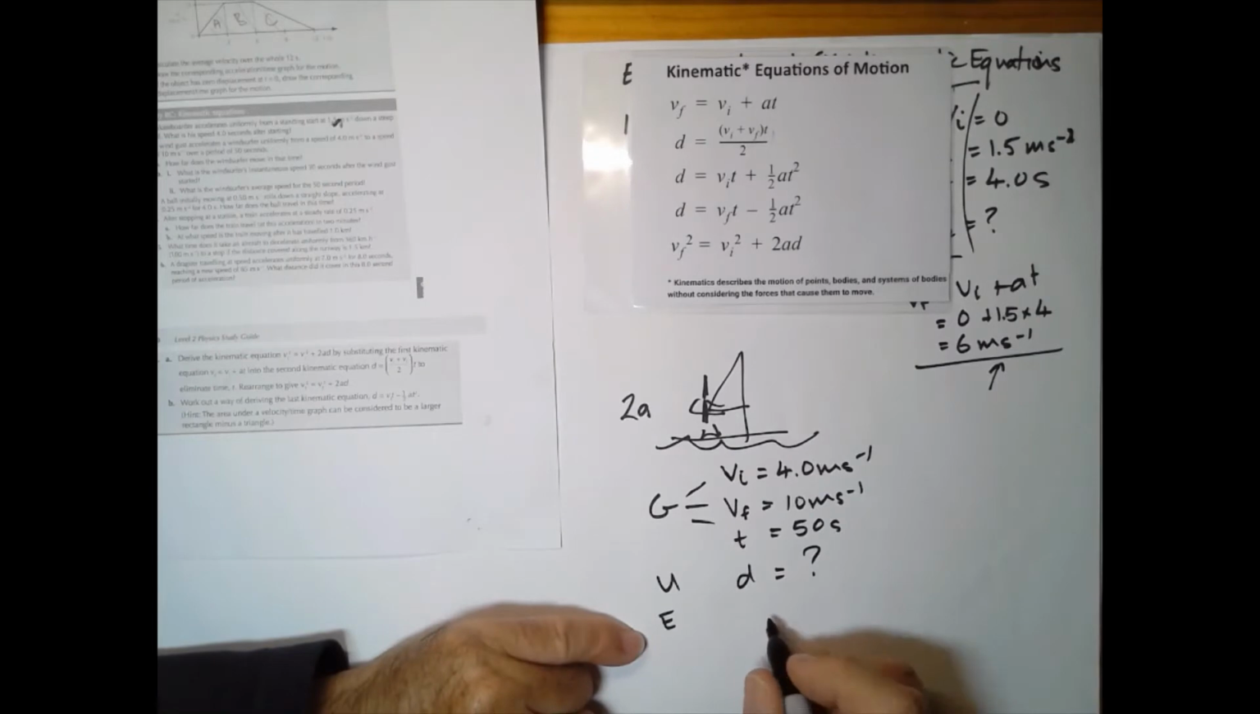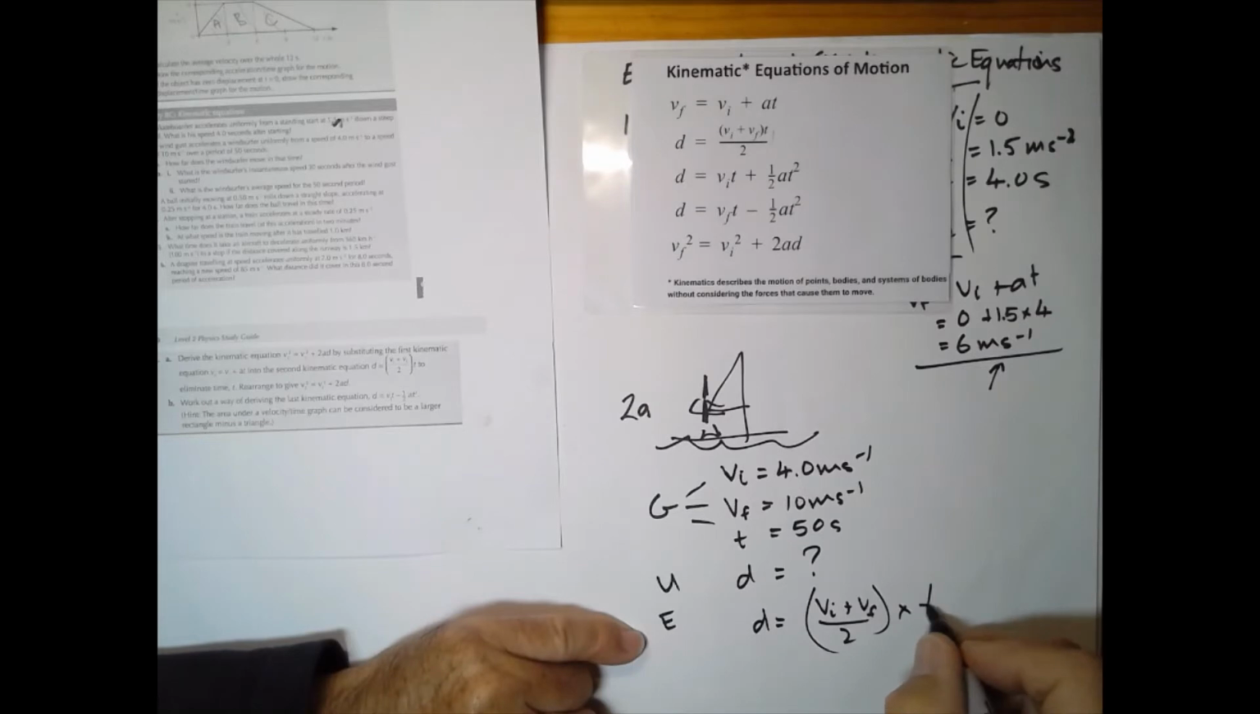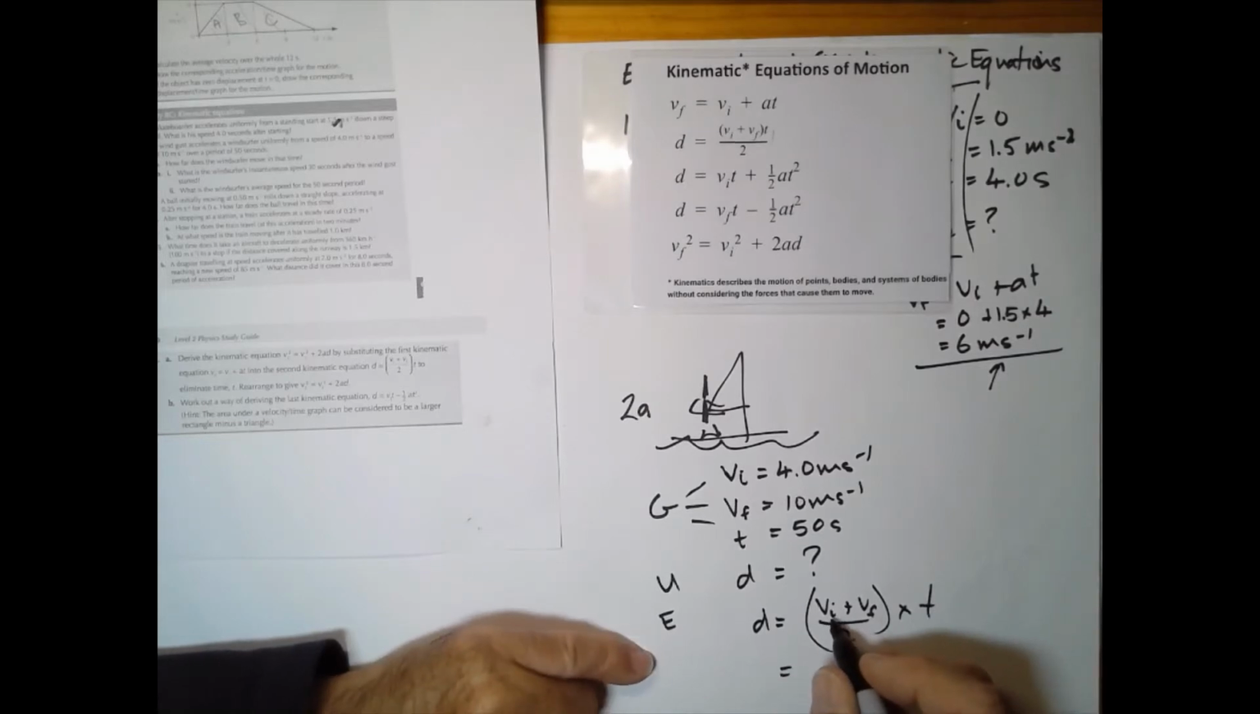An equation that could draw those together is displacement is equal to initial velocity plus final velocity divided by 2, times time. Initial velocity 4 plus 10 over 2 times 50. The displacement is going to equal 350 meters.